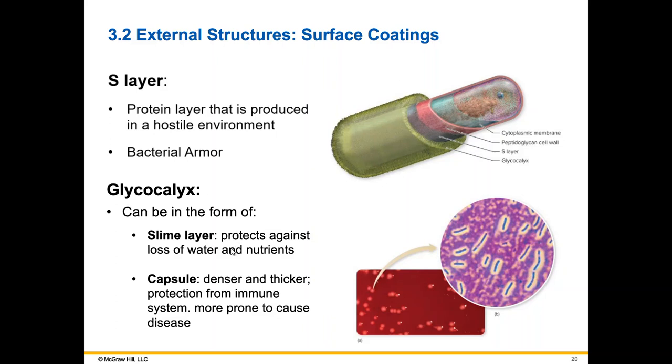Slime layers are called slime layers because they are sticky. They protect against a loss of water and nutrients. Capsules are denser and very thick, and they protect our bacteria from the immune system. So these tend to be the ones that cause disease more often.